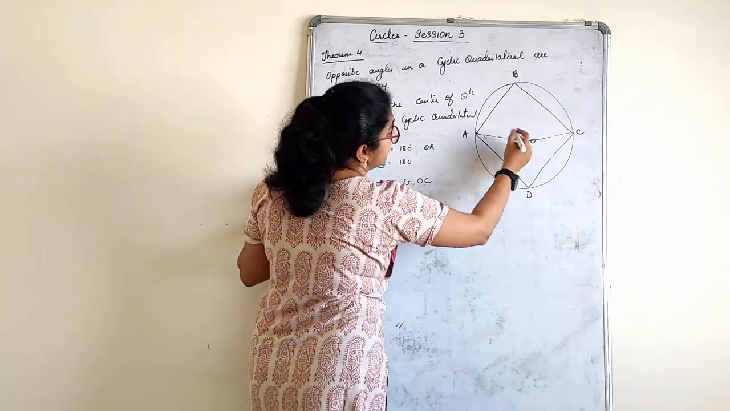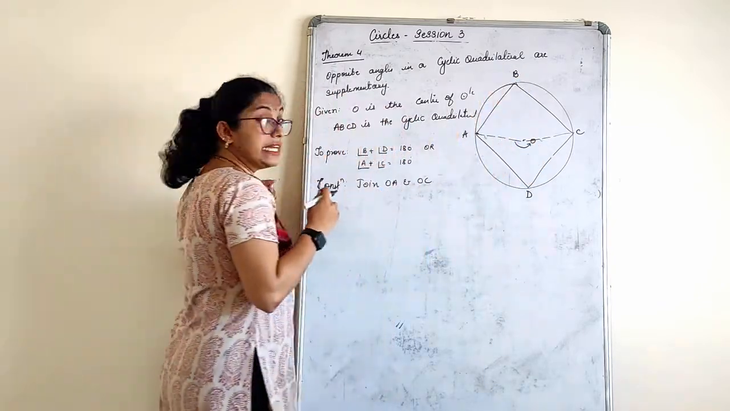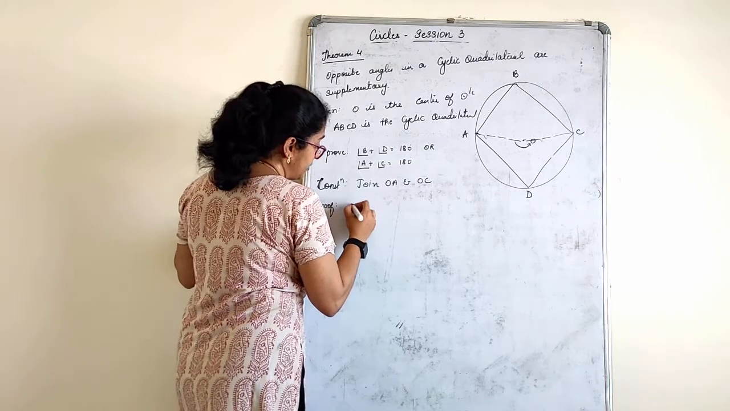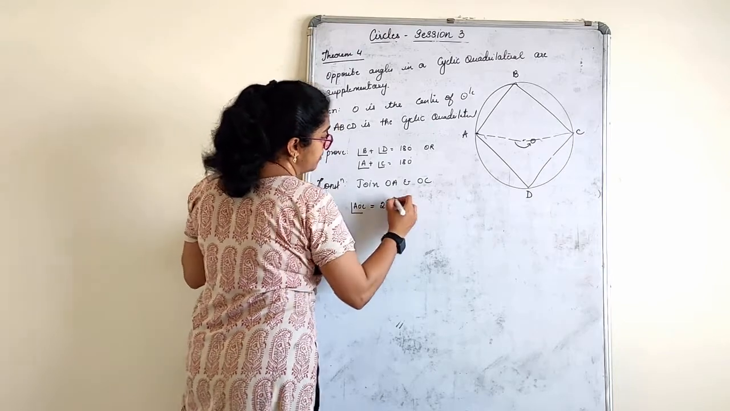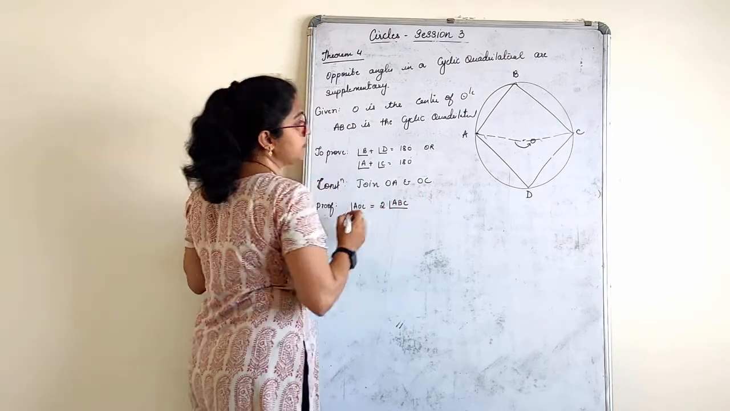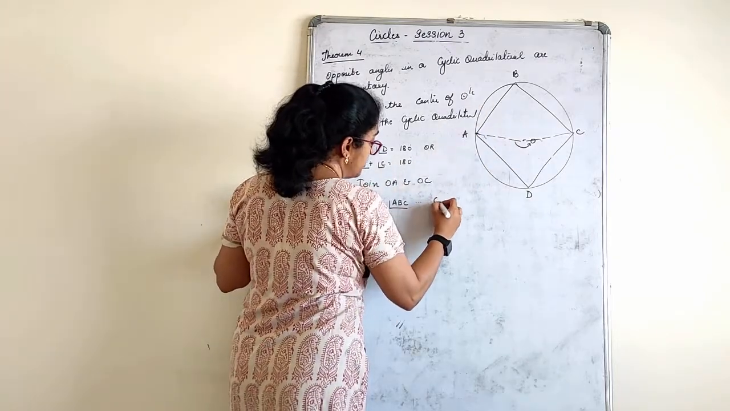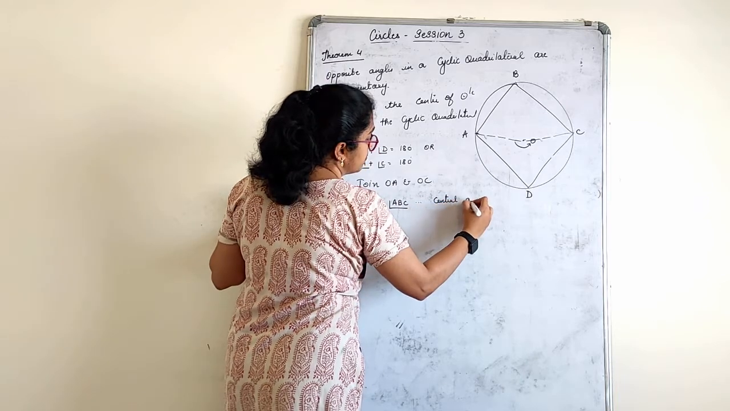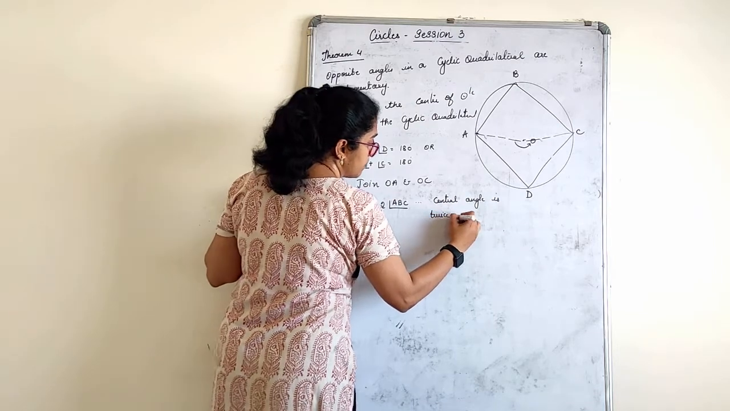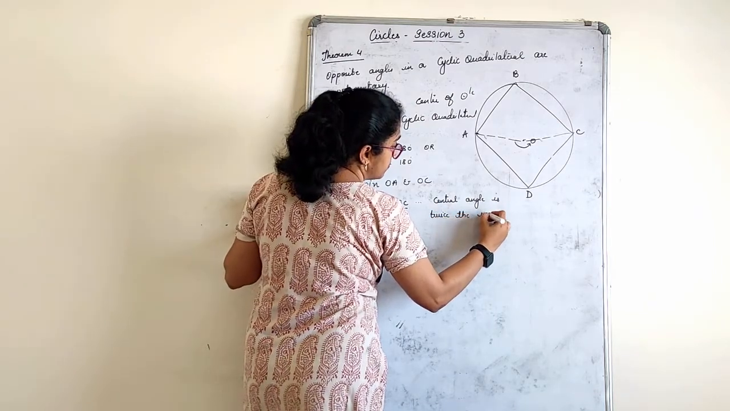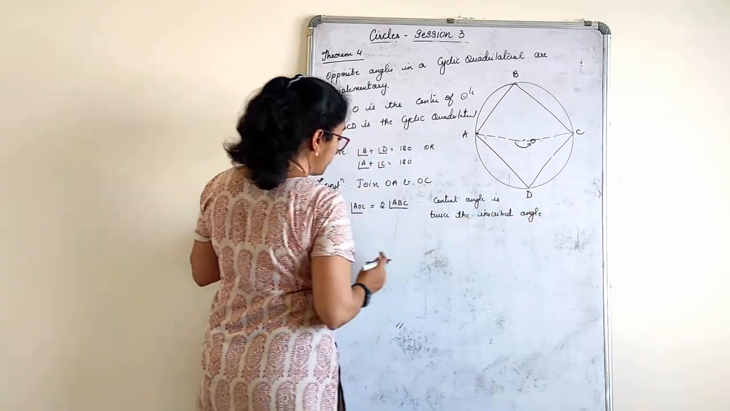Okay, now suppose if I consider this is my central angle, then this will be my inscribed angle, right? I will write it. Angle AOC is twice angle ABC. Okay, angle AOC is twice angle ABC. Central angle is twice the inscribed angle.